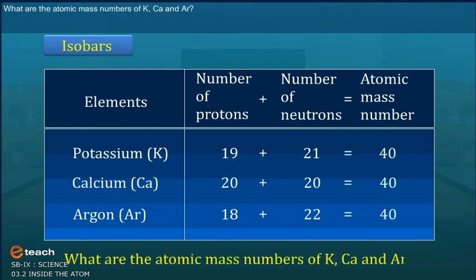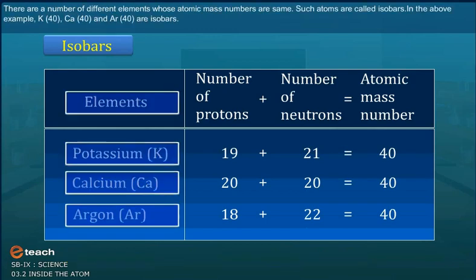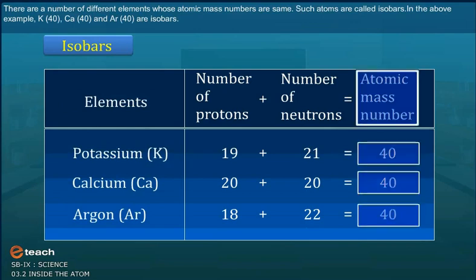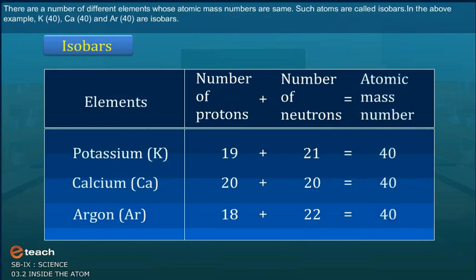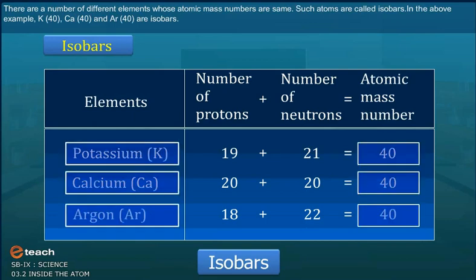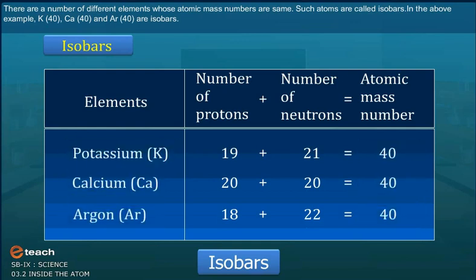What are the atomic mass numbers of K, Ca and Ar? There are a number of different elements whose atomic mass numbers are the same. Such atoms are called isobars. In the above example, K-40, Ca-40 and Ar-40 are isobars.